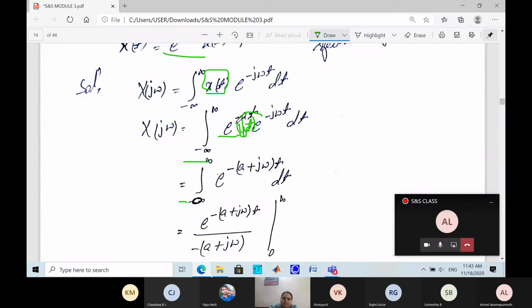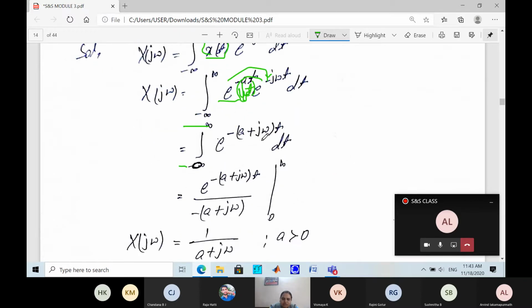Then combining these two exponential terms, I can write e raised to minus, taking minus outside, a plus j omega, multiplied with t. I hope you know how the addition of exponents becomes multiplication. Based on the basic rules we can write this, into dt. Then go for the integration.